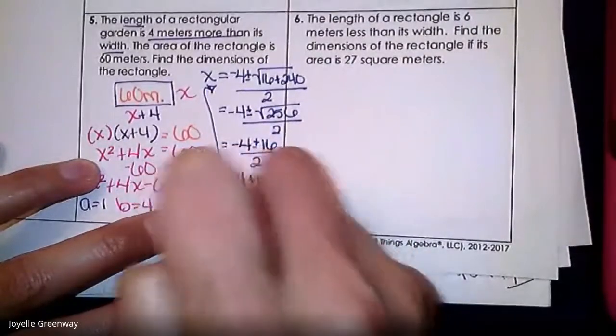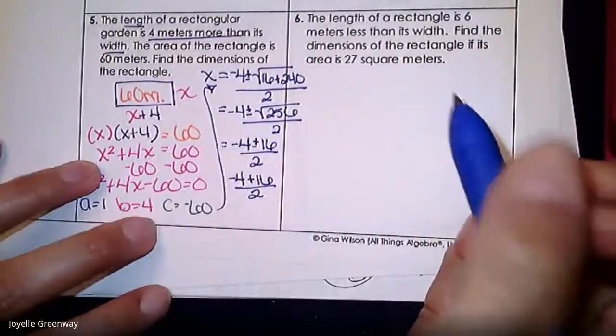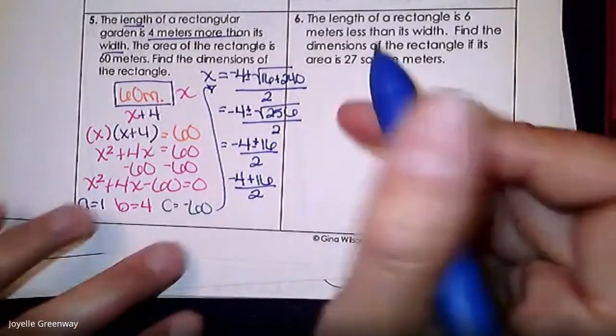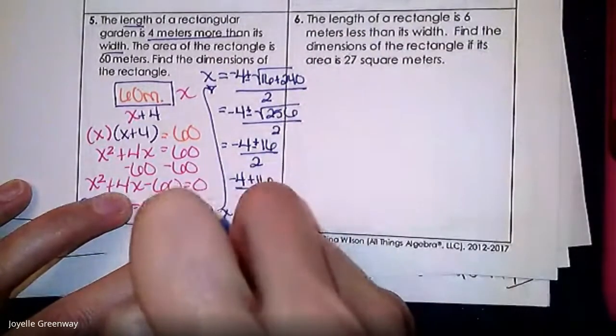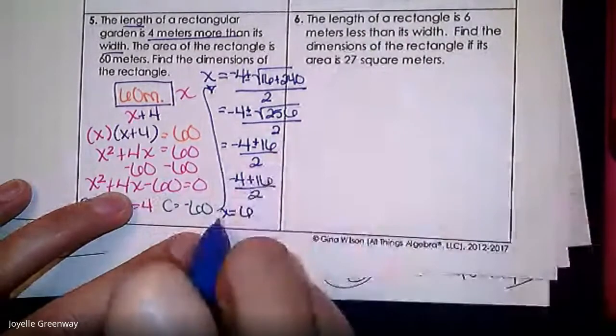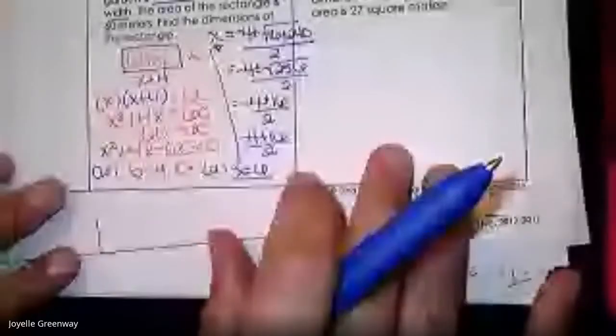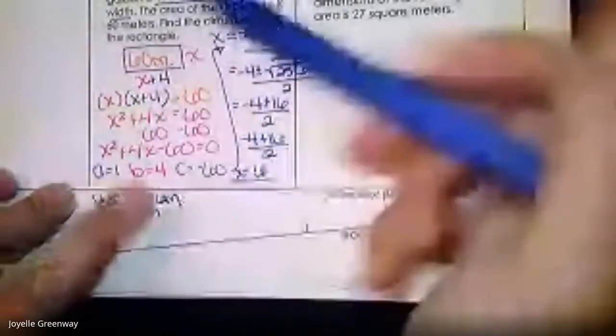So I'm going to use my positive root. So negative 4 plus 16 divided by 2. Negative 4 plus 16 is 12, and 12 divided by 2 is 6. So x is equal to 6. That means that my width is 6 meters, and my length is 6 plus 4, which is 10. And those are my dimensions of that rectangle, 6 and 10. Okay, number 6.